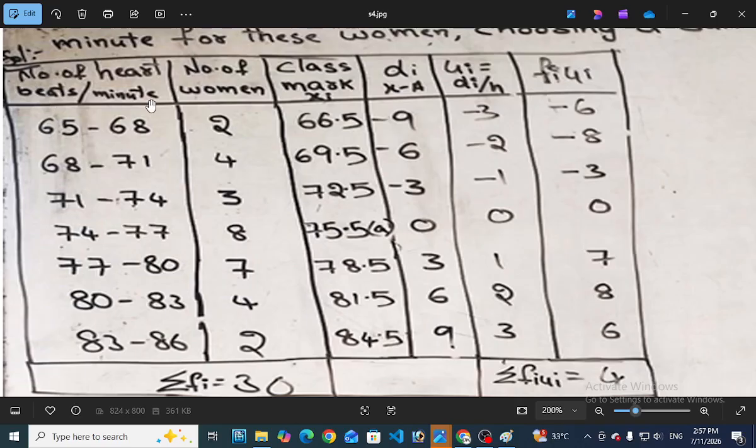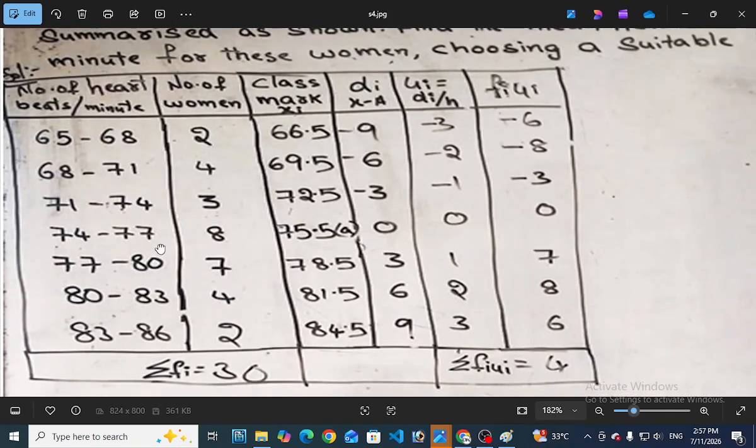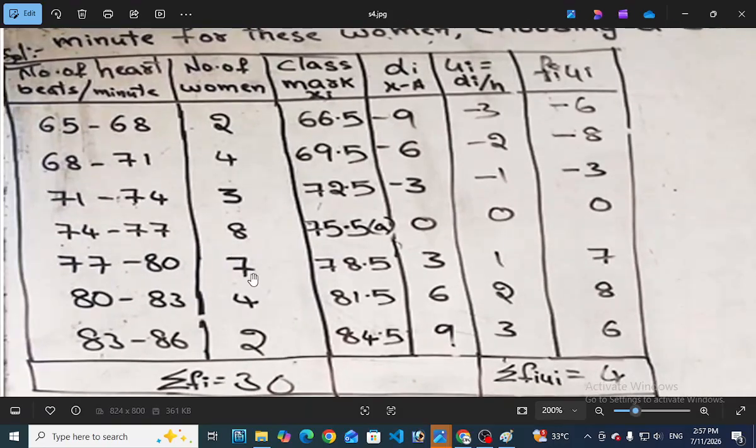Number of heartbeats per minute we are taking as the class intervals, and the number of women we are taking as the frequencies. So the class intervals and frequencies are in this way: 65 to 68, 2 women. 68 to 71, 4 women. 71 to 74, 3 women. 74 to 77, 8 women. 77 to 80, 7 women. 80 to 83, 4 women. 83 to 86, 2 women.